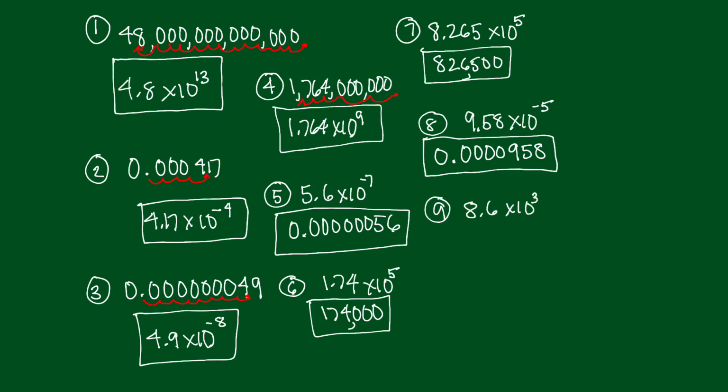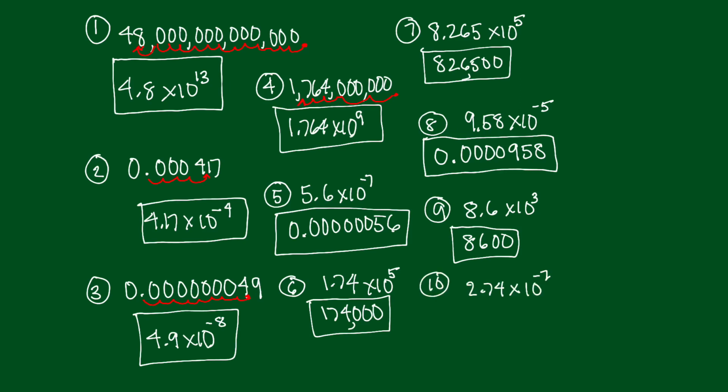Now, number 9, this number is in scientific notation. Let's get it out. So to get it in, what did we do? How did we move that decimal point? We must have moved it 3 places. The exponent is positive, so we know we moved it to the left. To get it out, we'll move it 3 to the right. So there's 1. So we're going to need 2 more zeros. So I'll get 8, 6, and then 2 zeros.